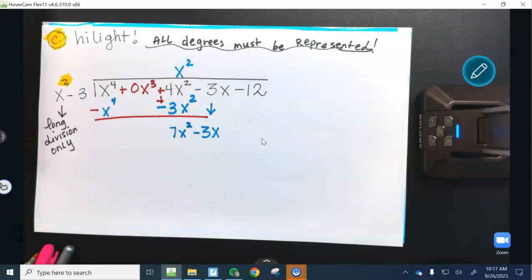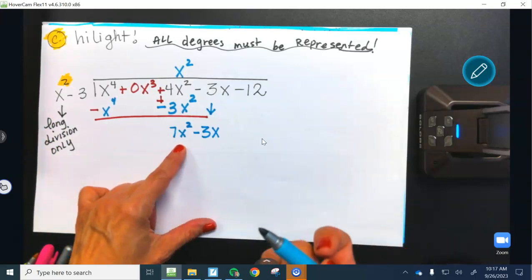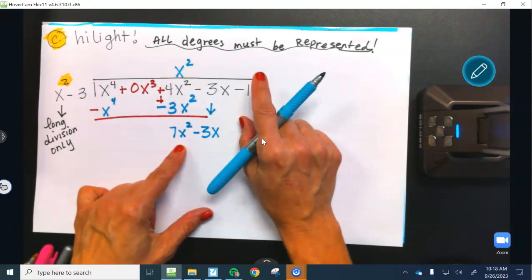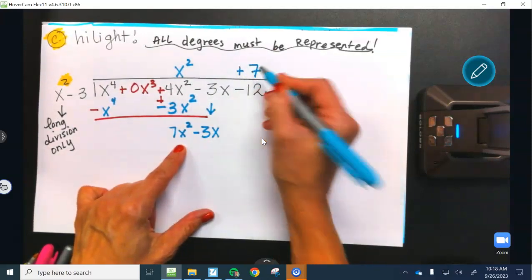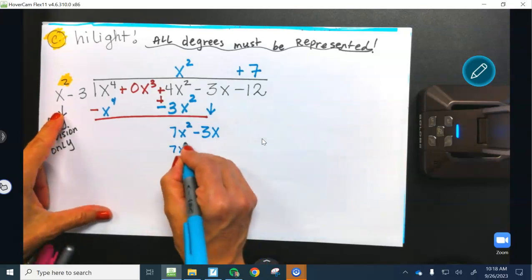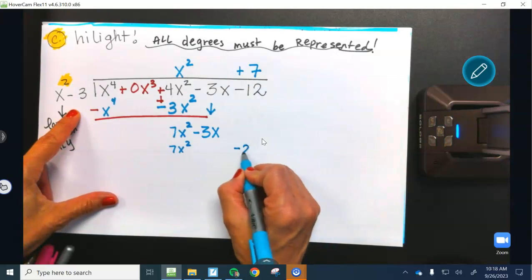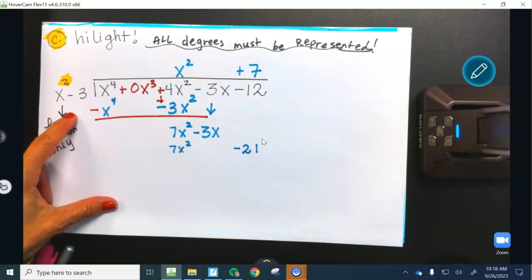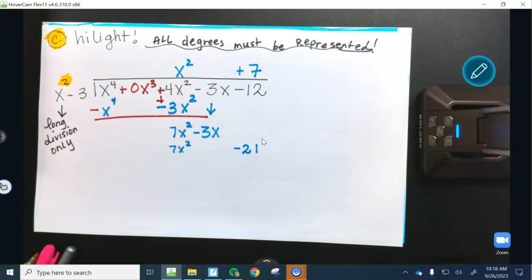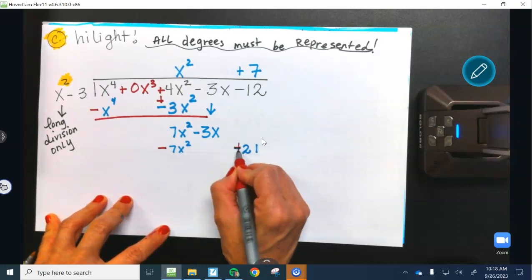Go back to the driver. So this time we want x squared to look like 7x squared. So we're just going to multiply by a 7. So put plus 7 above the -12. Put it way over here. All right, let's go ahead and distribute. Look, when you do a positive 7 times a -3, that's a -21. Look, I skipped more space. It's so important that everything lines up. Let's change the sign and analyze what happens here.